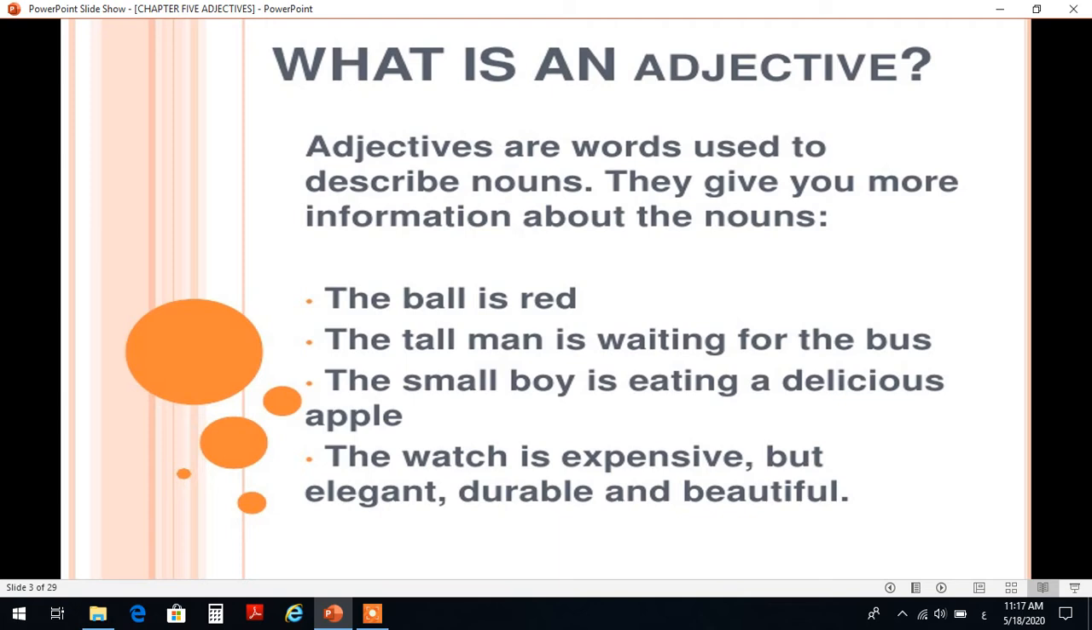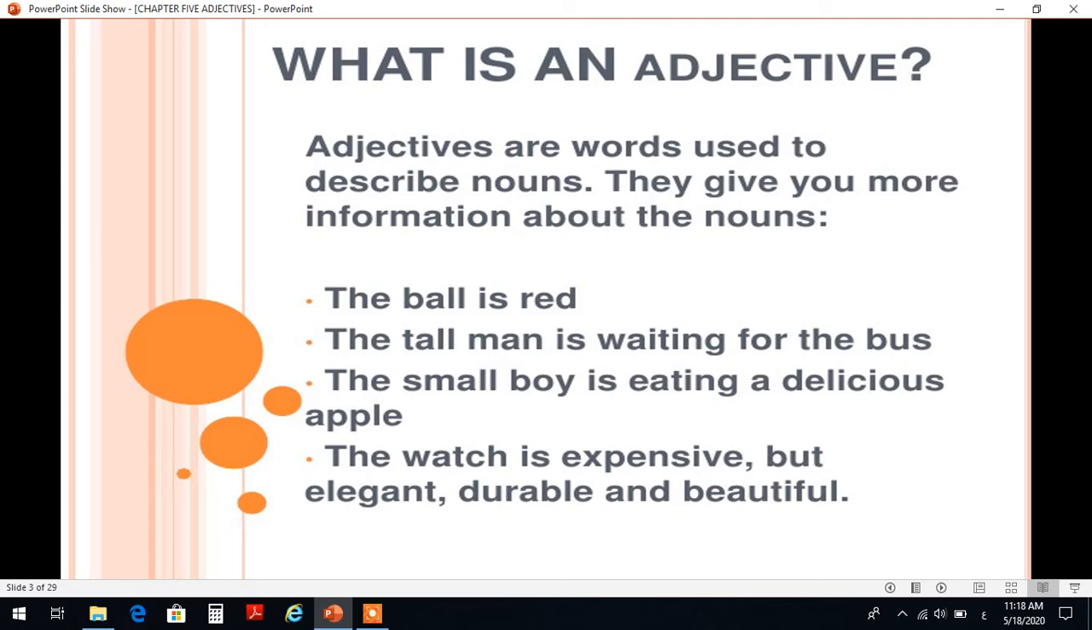The other example is the tall man is waiting for the bus. Also here the word tall is the adjective describing the word man. The third example is the small boy is eating a delicious apple. Here we have two adjectives describing two nouns. The first adjective is small, describing the noun boy, and the second adjective is delicious, describing the noun apple.